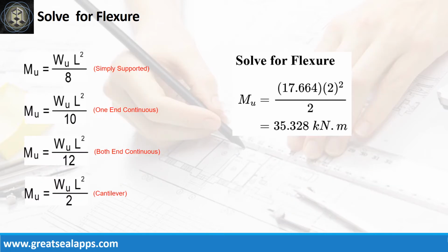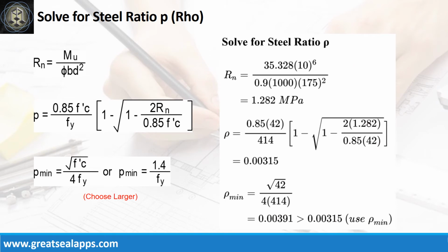Given factored load equals 17.664 kN per meter and L equals 2 meters, the maximum moment is 35.328 kN meter. Given maximum moment equals 35.328 kN meter, resistance factor equals 0.9, B equals 1000 mm, and D equals 175 mm. The beam design ratio Rn equals 1.282 MPa, and reinforcement ratio Rho equals 0.00315.